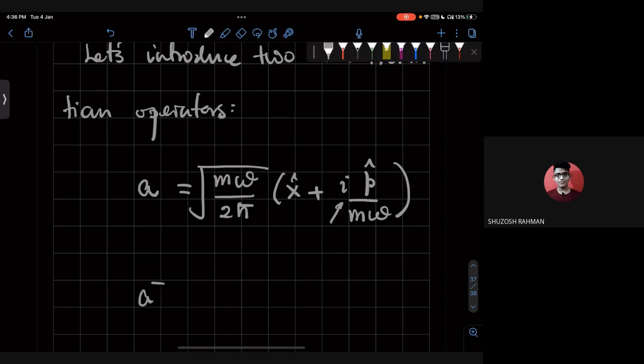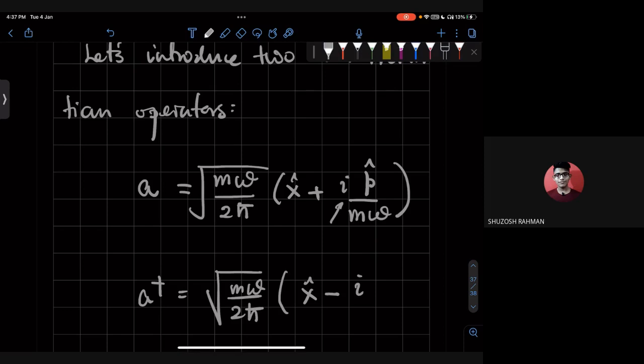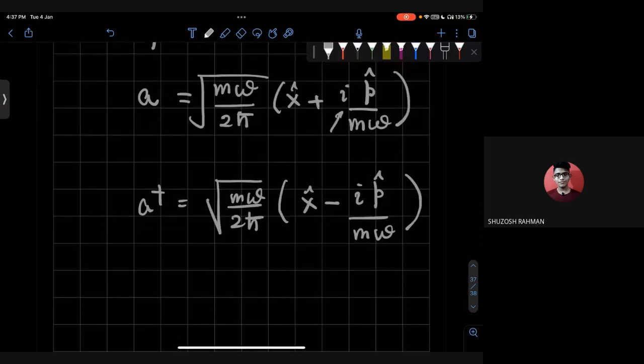And then A dagger is the square root of m omega by 2 h bar times X dagger plus... X dagger is just X, but i dagger is minus i, and P dagger is P, divided by m omega, right? So these are Hermitian conjugates of each other, right? Is that clear? Yes, sir.